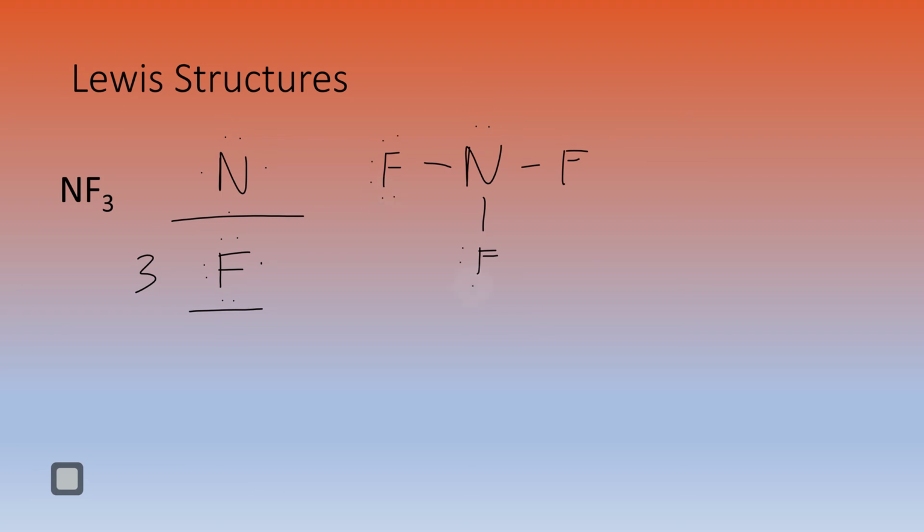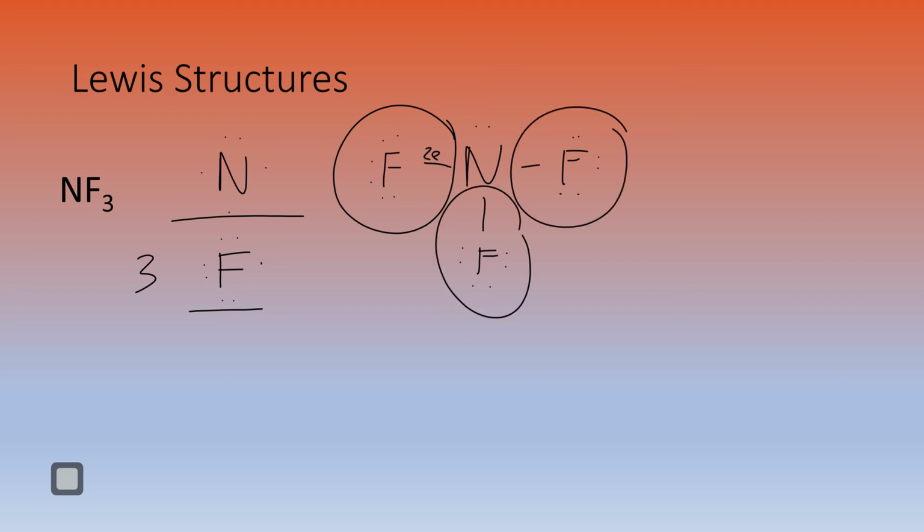So again, sometimes the annoying thing with these is just drawing a bunch of dots all the time. But there you go. Every single element on here has 8 electrons. This fluorine has 1, 2, 3, 4, 5, 6, and a bond. A bond means 2 electrons, so that's 8. This one has 8. This one has 8. The nitrogen has 8. So it's all good to go. Okay?